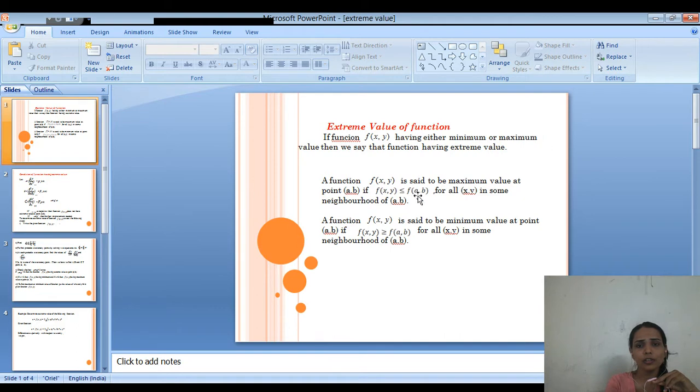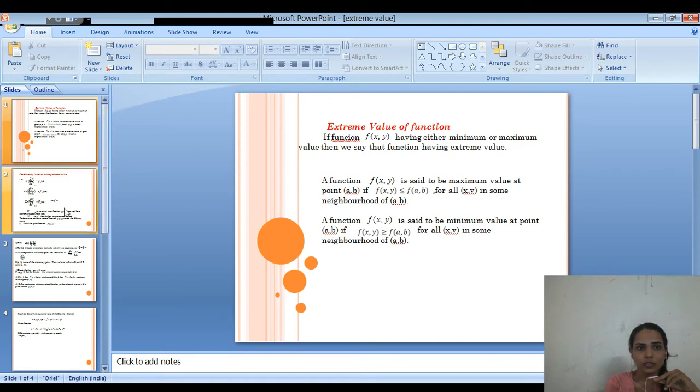Also for minimum value, we will use the same definition. A function f of xy is said to have a minimum value at point (a, b) if f of xy is greater than or equal to f of ab for all xy in some neighborhood of ab. This is the definition of maximum and minimum value. Whenever you find or judge this maximum or minimum value, then you can say that the function has an extreme value.